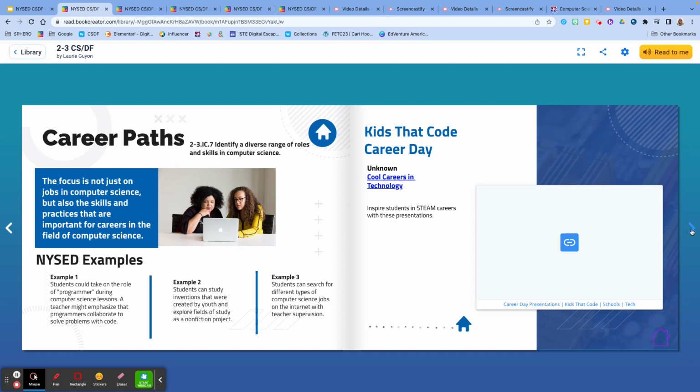At any point, if you want to take a look at the standards, please check out the State Ed website that is listed on your slide deck on the first page, and take a peek at these resources to help you decide how and when you want to put these standards into your curriculum.